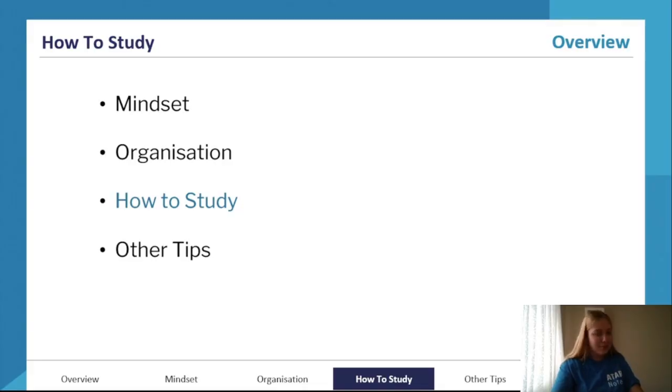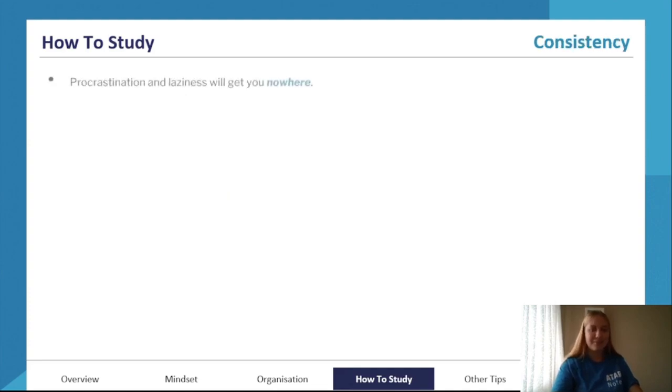So moving on from organization, we've had a big chat about organization, and hopefully you guys can tell now how important it is. We'll have a chat about how to study in general and some really good techniques. Starting with another big important concept, consistency, being really consistent.